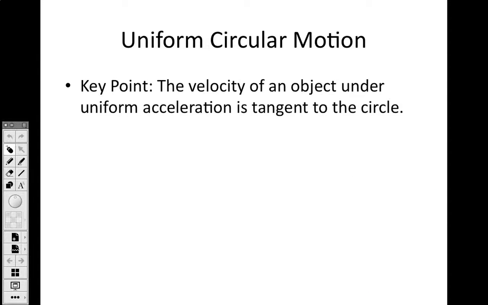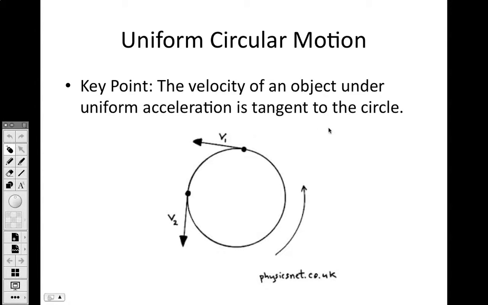The key point with uniform circular motion is that the velocity of these objects is tangent to the circle. So you should think back to your math class here. A tangent line is a line that intersects a circle at one point. Okay, it's a straight line that intersects a circle at one point.